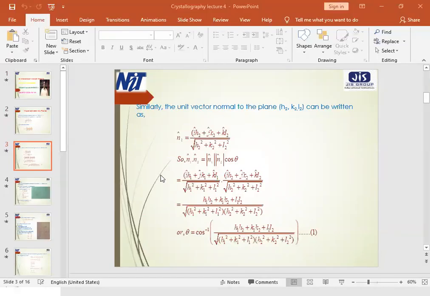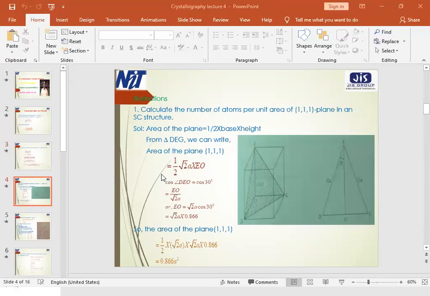Now we want to confirm this theory with the help of some numerical problems. Just as in the last class, I told you that theory is always confirmed with the help of numerical problems, so here we will do the same thing. For that, we have taken the first problem: calculate the number of atoms per unit area of a 1, 1, 1 plane. That means the value of h, k and l is 1, 1, 1, in a simple cubic structure.